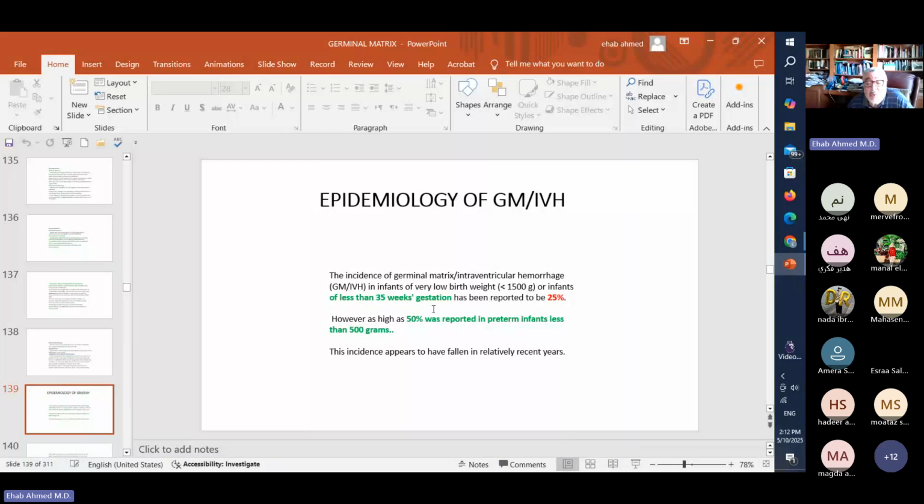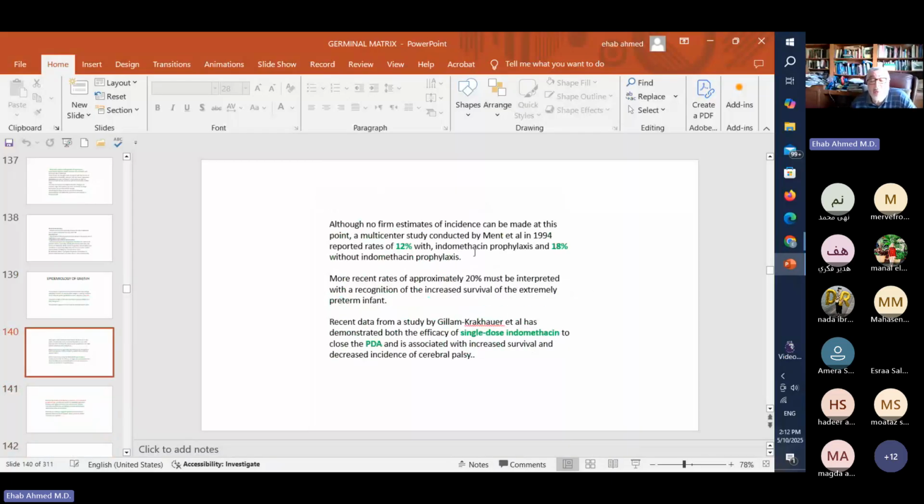Some people say the average for babies less than 1,500 grams is 25%. But if you go to babies less than 500 grams, it might be as high as 50%. And this is going to be reflected on the morbidity and mortality, as we are going to see later. The lower the gestational age, the higher the chance of having GM-IVH.